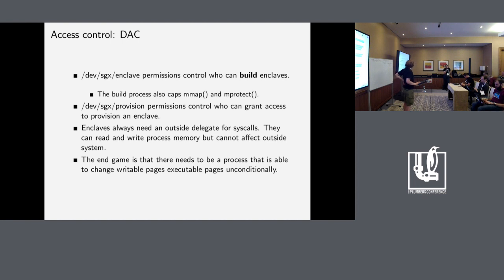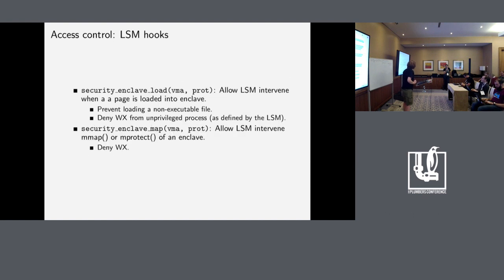But still, even with that, you can, for example, have a more privileged process that can build the enclaves and then pass the file descriptor to other processes, and they can then just mmap it. And this is not yet part of the main patch set, but we've also introduced hooks for the LSMs so that they can add more granularity to that process. For example, make decisions based on the file permissions or something like that.